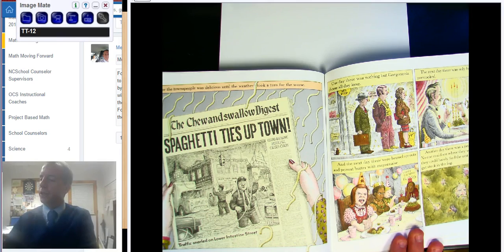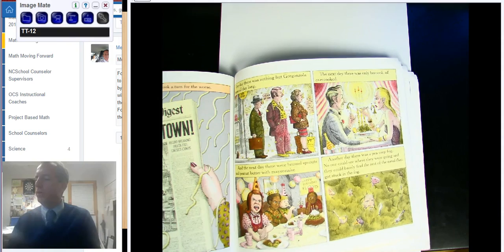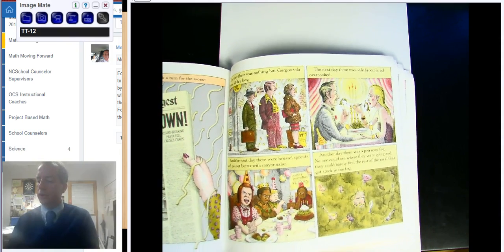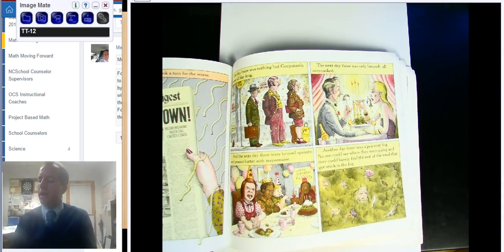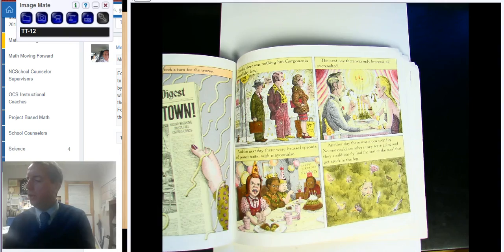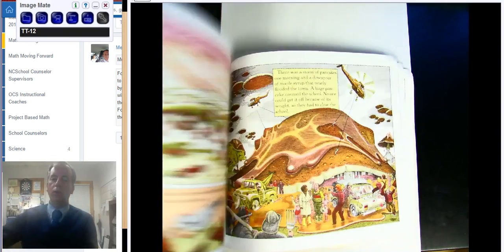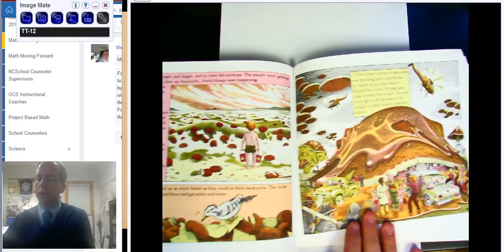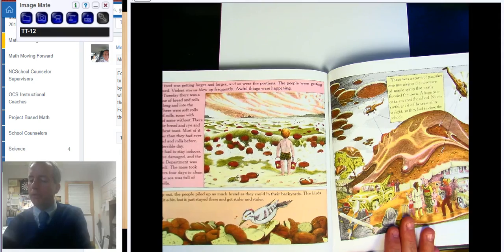One day there was nothing but gorgonzola cheese all day. The next day there was only broccoli, overcooked. And the next day there were Brussels sprouts and peanut butter with mayonnaise. Another day there was pea soup fog. No one could see where they were going, and they could barely find the meal that got stuck in the fog. The food was getting larger and larger, and so were the portions. The people were getting frightened.